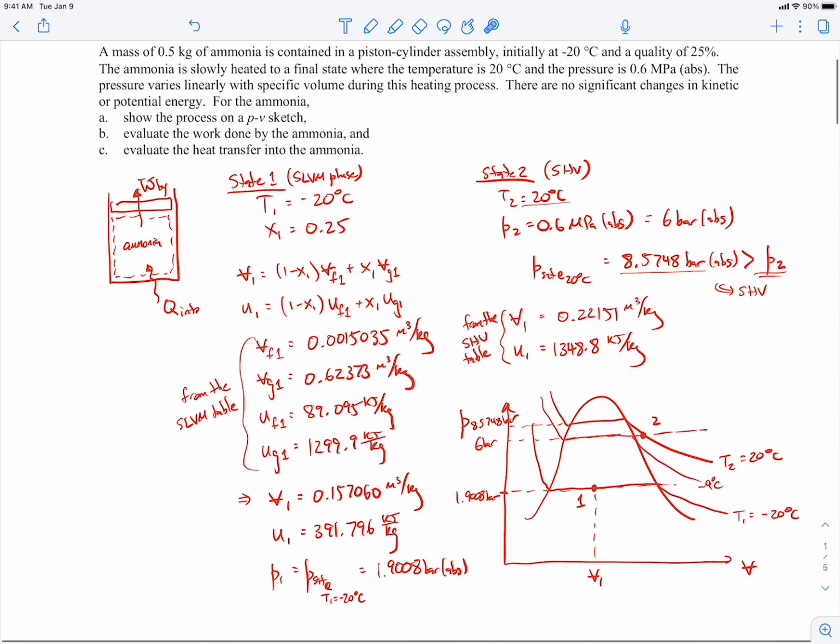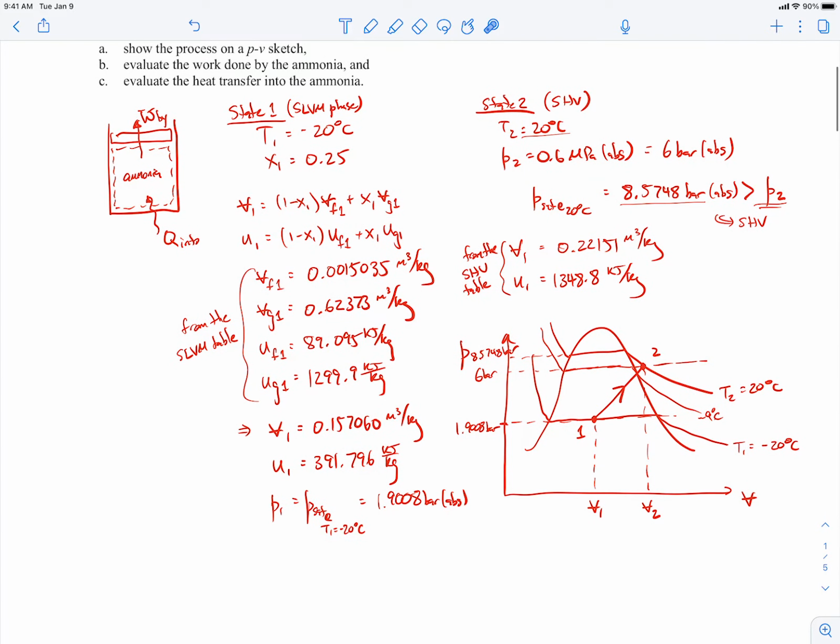So now we're also told that the process here, the pressure varies linearly with specific volume during this process. So the path going from 1 to 2 will just be a straight line. Right? Because we're told the pressure varies linearly with specific volume during the heating process. So that means it's a straight line from state 1 to state 2. So that's what that path looks like.